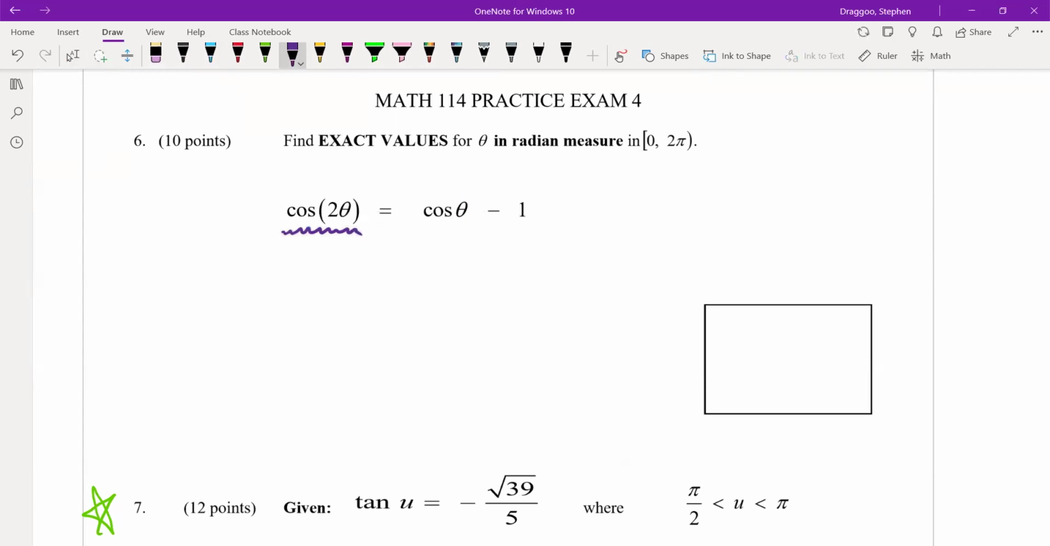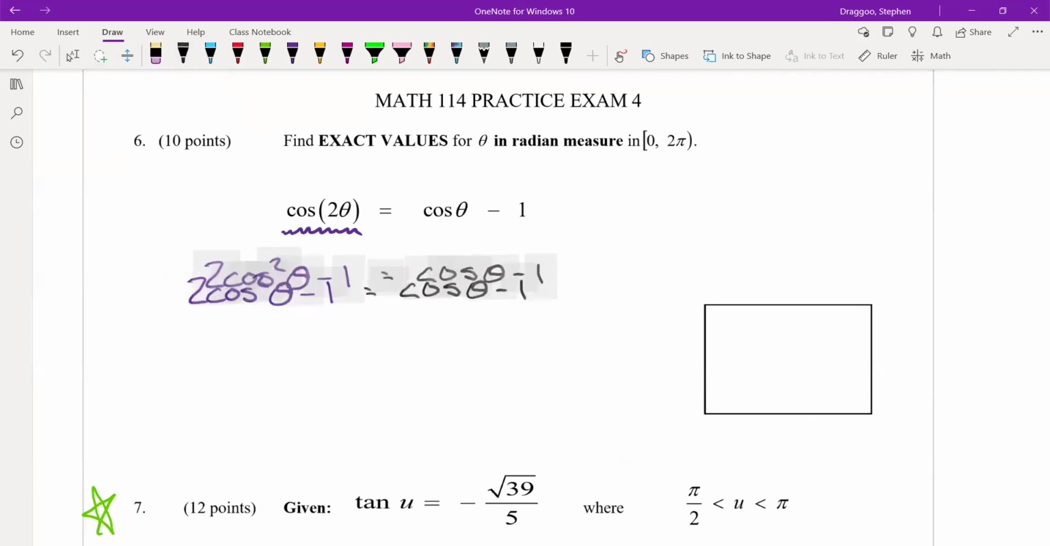So I'm going to call this thing 2 cosine squared of theta minus 1. And again, that's the double angle formula for cosine that I'm just substituting in. And it's equal to cosine theta minus 1 on the right side. That part won't be changing just yet.